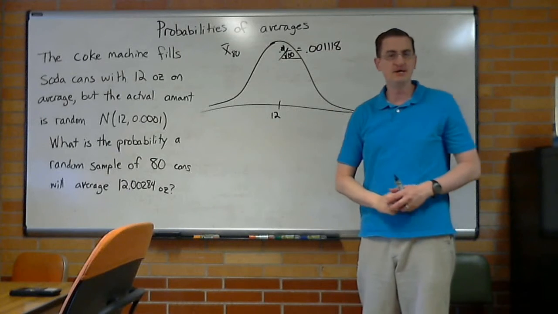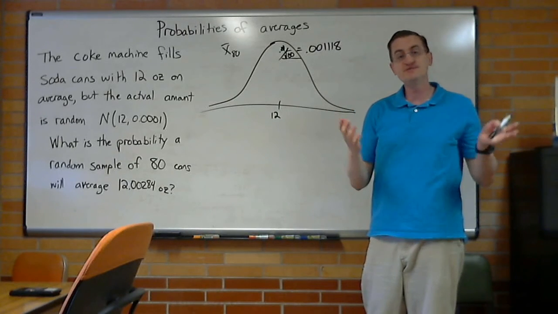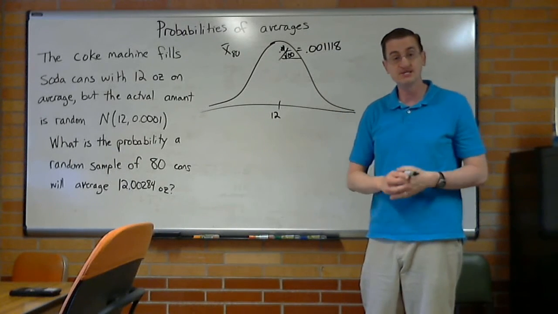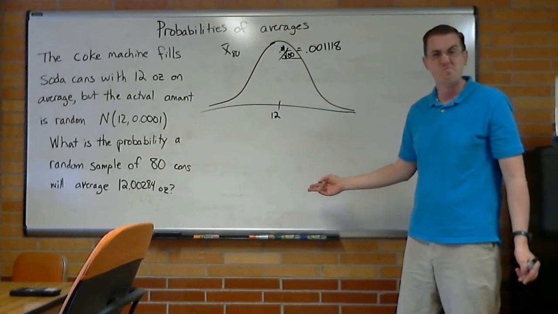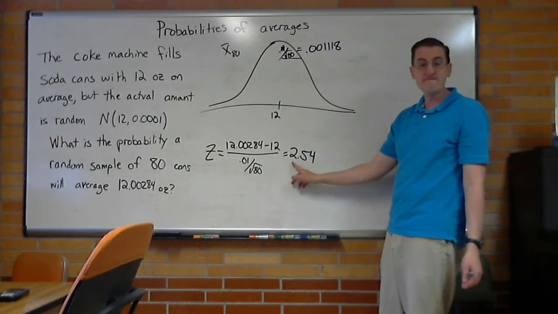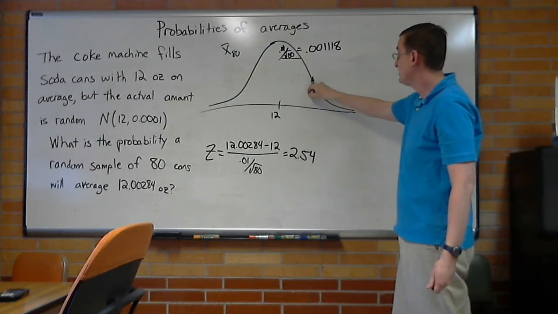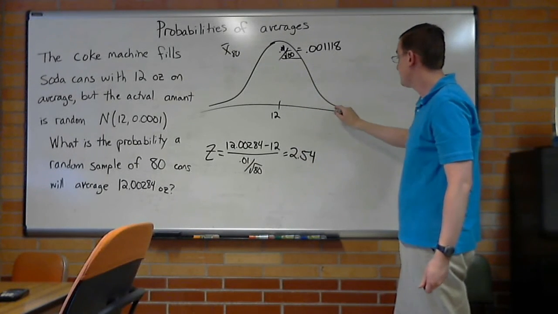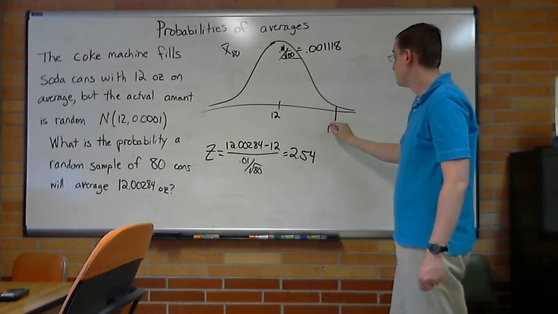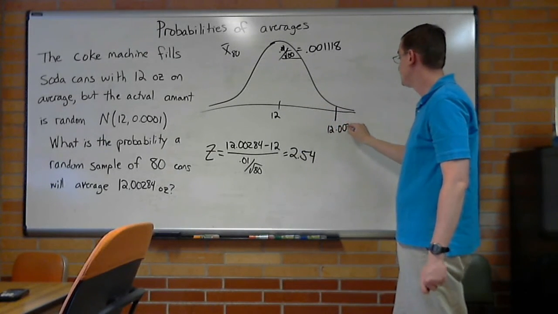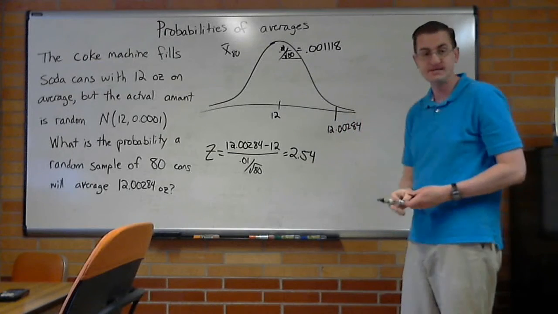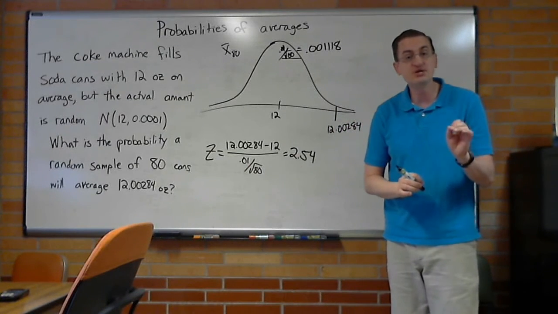Now, if you were really good at math, you could tell me where 12.00284 is going to land on here, but I don't want to do that in my head. So let's just find our z-score, and that'll tell us where it lands. Our z-score is going to be 2.54. So now I can eyeball. From here I go up 1 standard error, 2 standard errors, and half a standard error more. That's where 12.00284 lands.